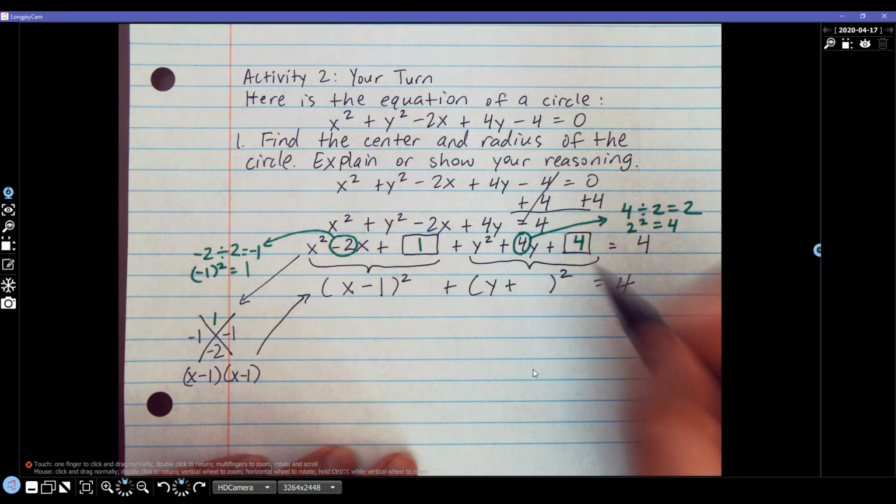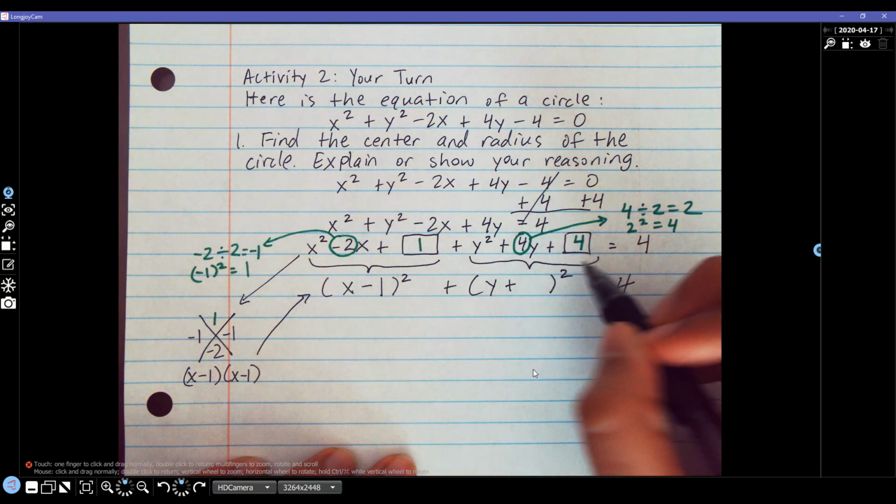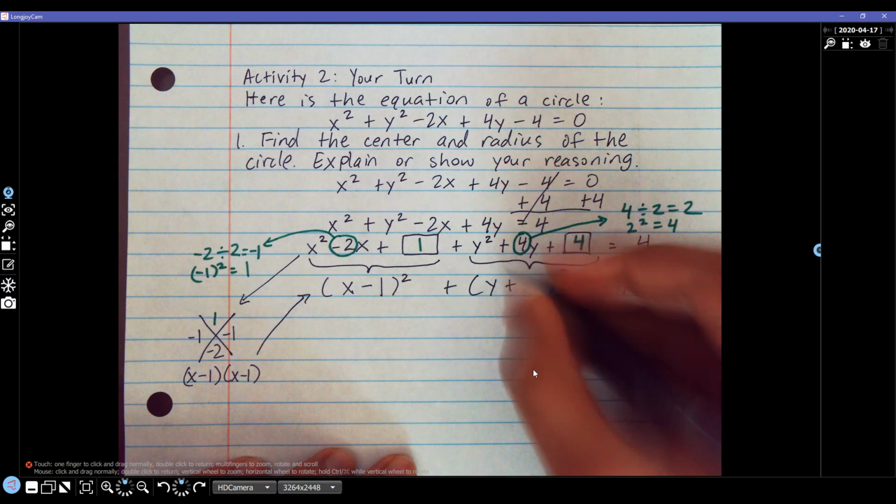Well, we know that the numbers will be 2, right? So 2 times 2 is 4, 2 plus 2 is 4 over here.